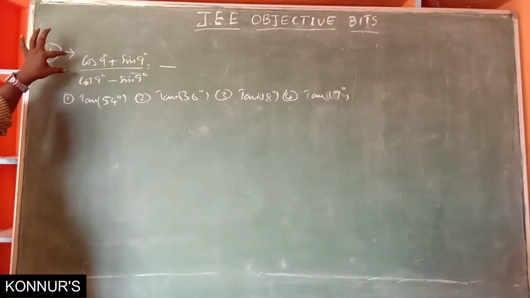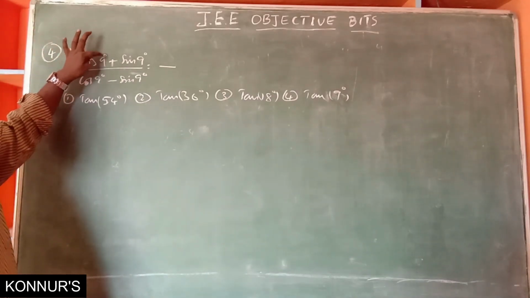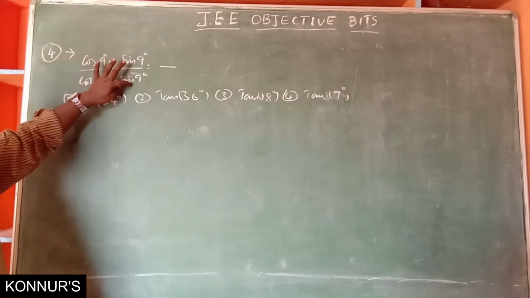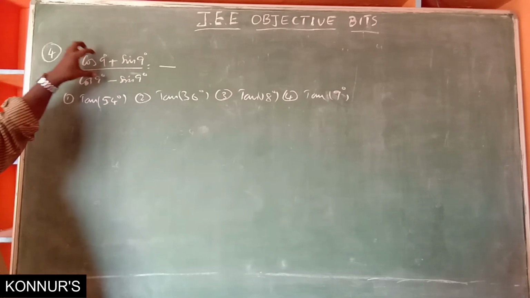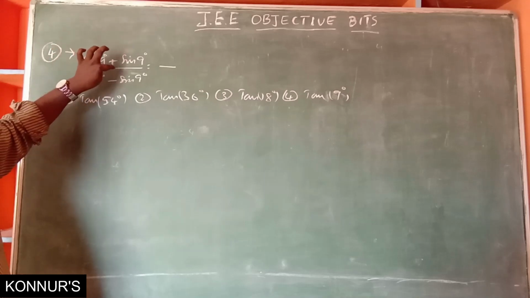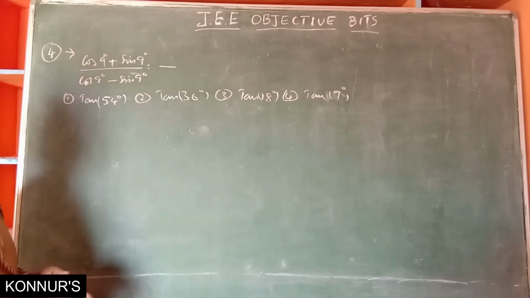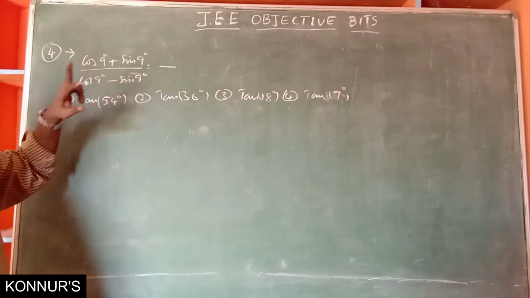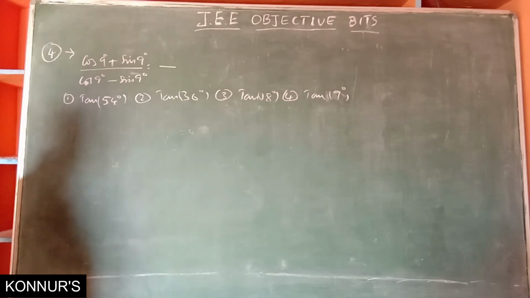You see, find the value of (cos 9 degrees plus sin 9 degrees) by (cos 9 minus sin 9). In order to find the value of this expression, we don't know the value of cos 9 or sin 9, so it is not possible directly. In the value table we have only 0, 30 degrees, 45 degrees, 60 degrees, 90 degrees, and sometimes 15 degrees, 18 degrees only. But we don't know cos 9 or sin 9. But we have to find it.